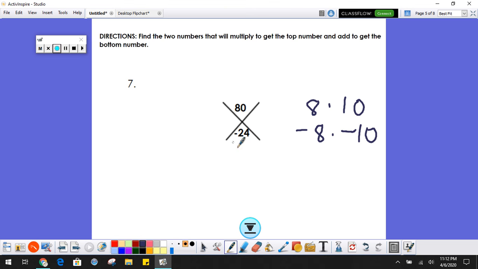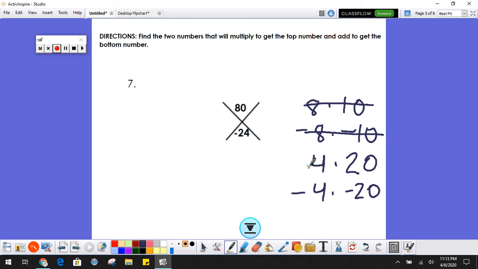But then they have to add to get negative 24. No matter 8 plus 10, negative 8, and negative 10, neither one of those is going to come up to negative 24. So the next thing that I think of to get 80 is 4 times 20. Both of those are positive. That gives me positive 80. Or both of them are negative. Negative 4 times negative 20 gives me also positive 80.